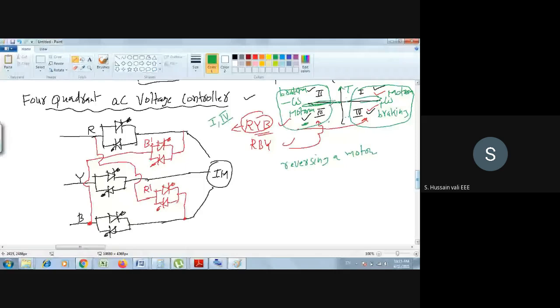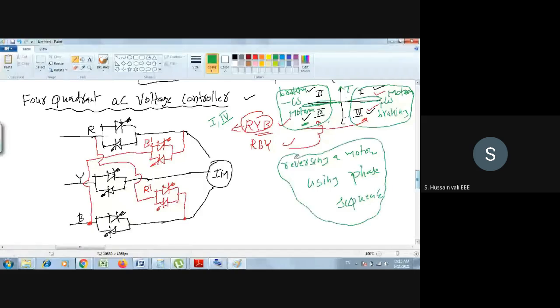So how do you make the motor run in the opposite direction? How do you do that? Is it by changing the phase sequence? This you have studied in the case of three-phase induction motors: by reversing the phase sequence, you can reverse the motor. So reversing a motor using the phase sequence. That is the logic behind it.